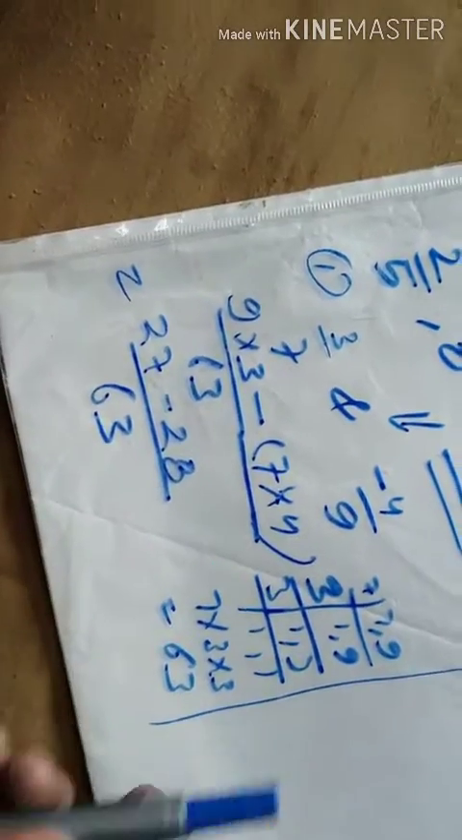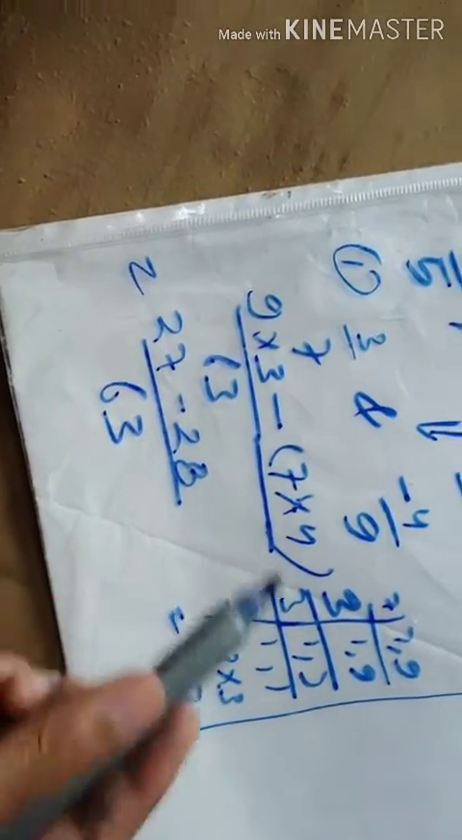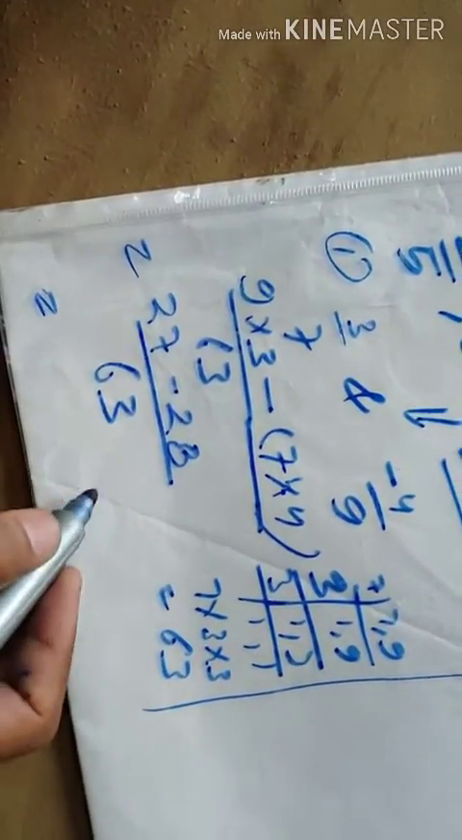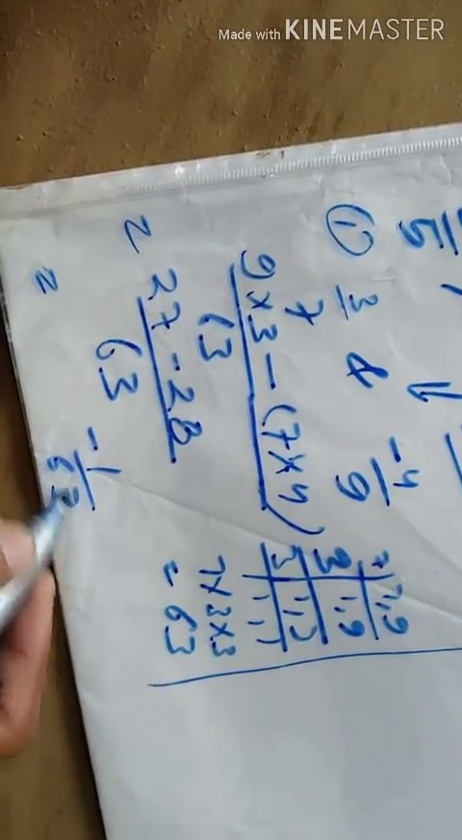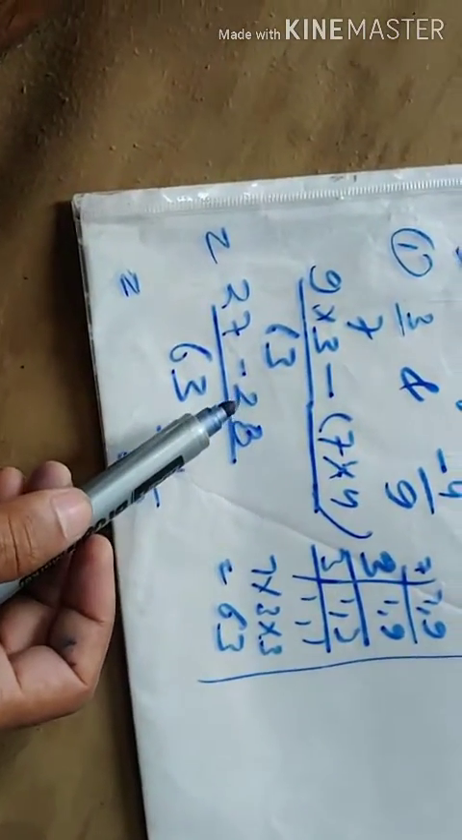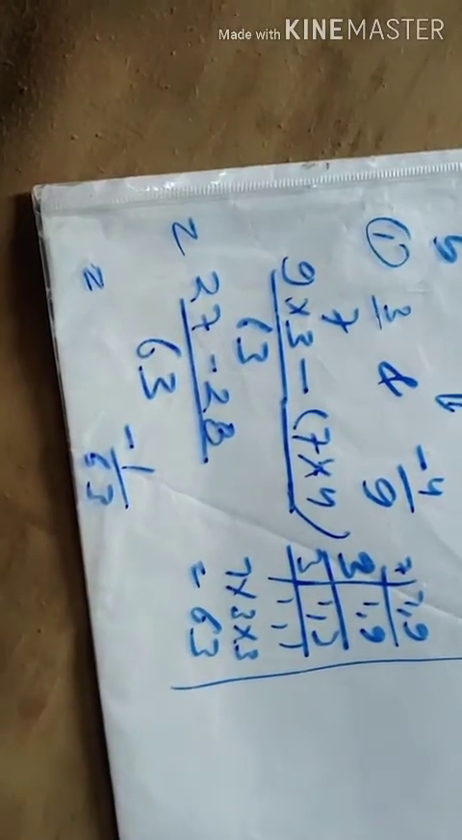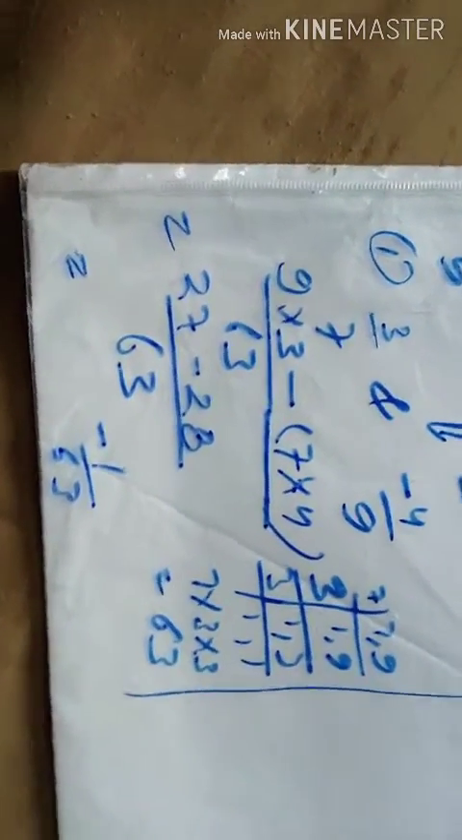After solving it, you will get minus 1 upon 63. Why minus 1? Because 28 is greater than 27 and it has the negative sign. So it is an example of addition of rational numbers.